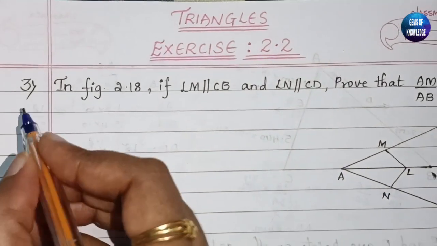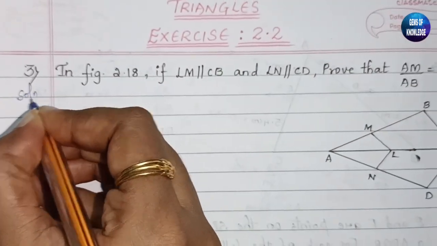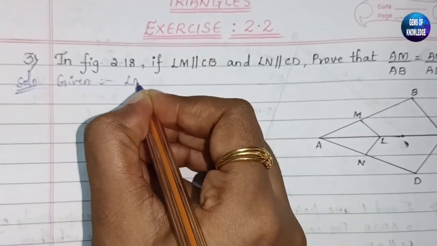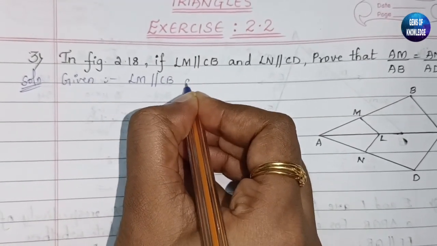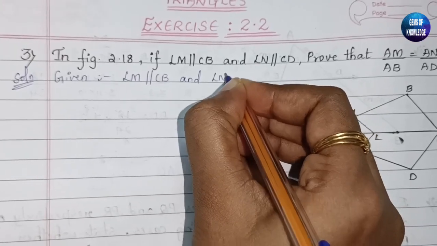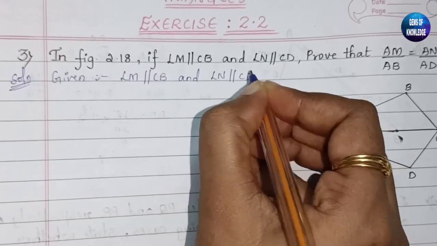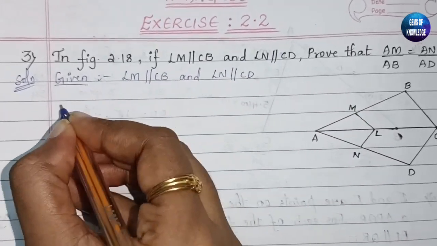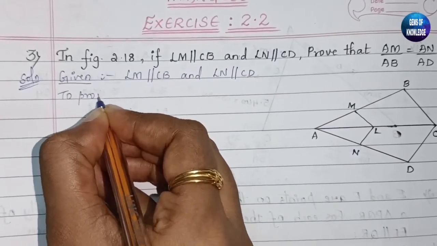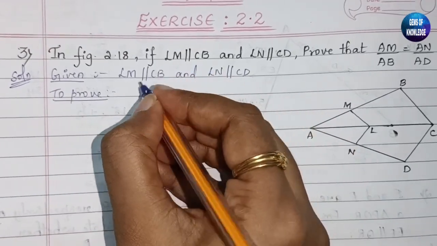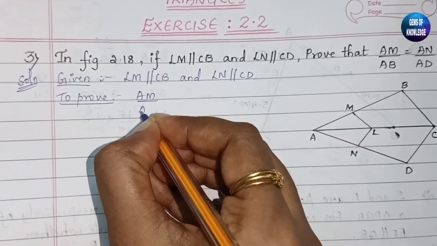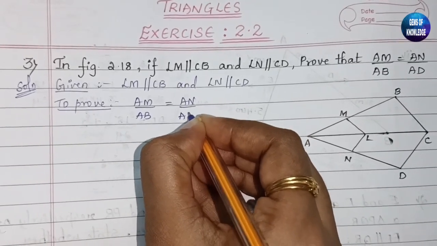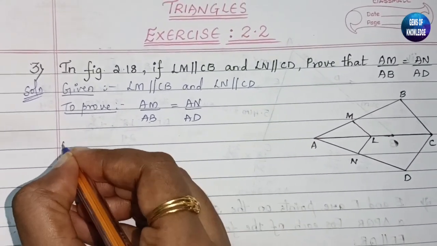So let us write what is given. The given terms are LM is parallel to CB and LN is parallel to CD. These are the terms which are given, as you can see here. Now we need to prove AM by AB is equal to AN by AD. This is what we need to prove. So let us start with the proof.